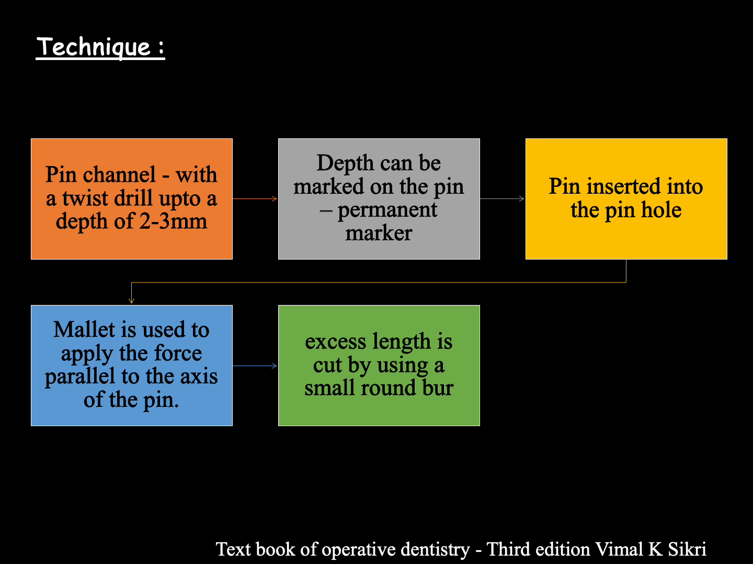The technique which you follow here is that you prepare a pin channel with a twist drill up to a depth of 2 to 3 mm, after which you create a marking on the pin using a permanent marker, and the pin is slowly inserted into the pinhole. How? You use a mallet here, which is to apply a force parallel to the axis of the pin, and then the excess pin which is present is cut using a small round burr.